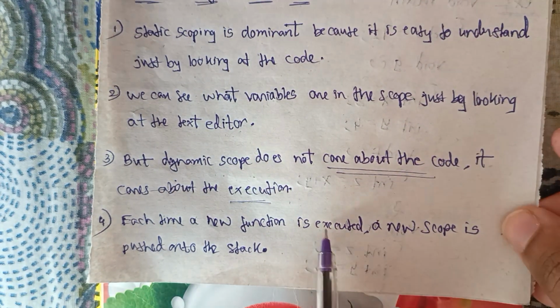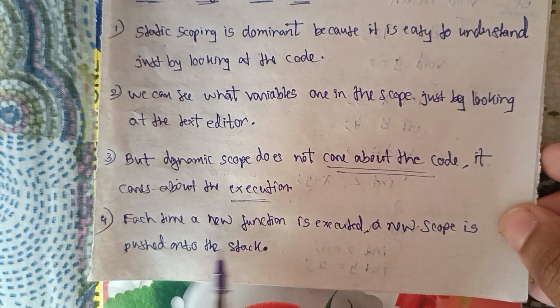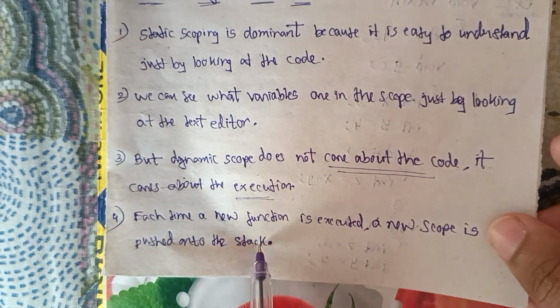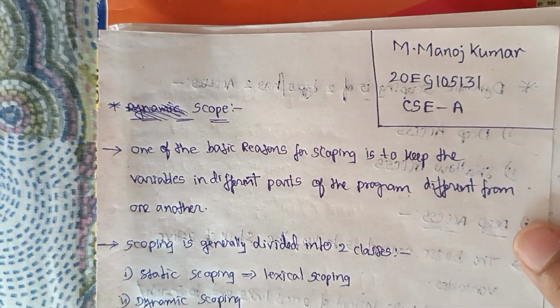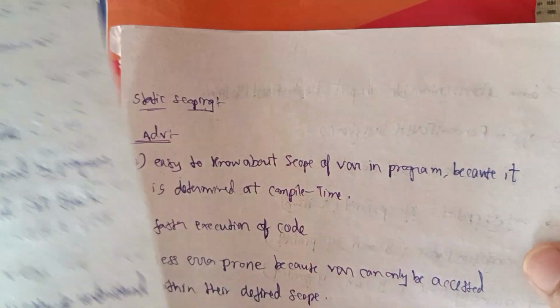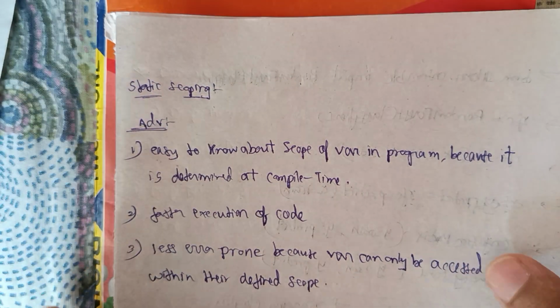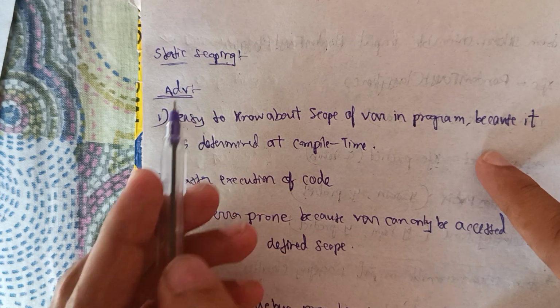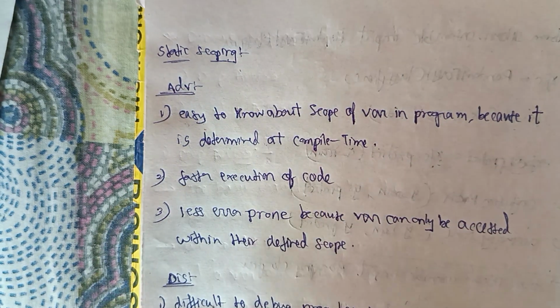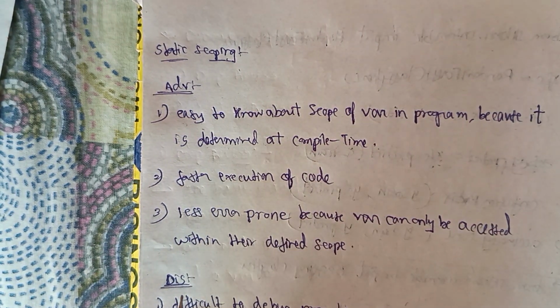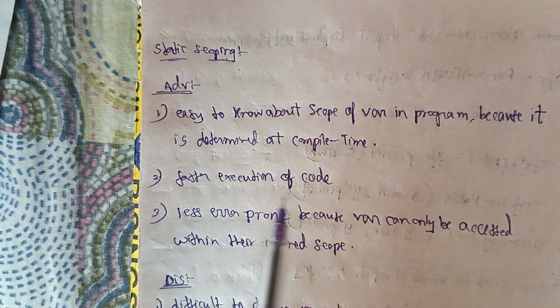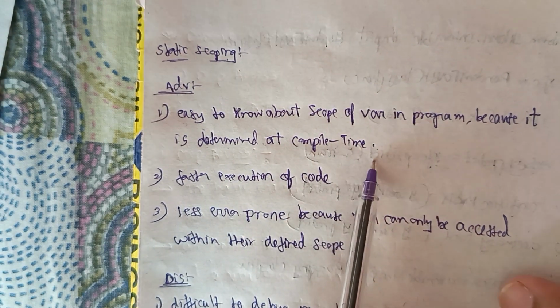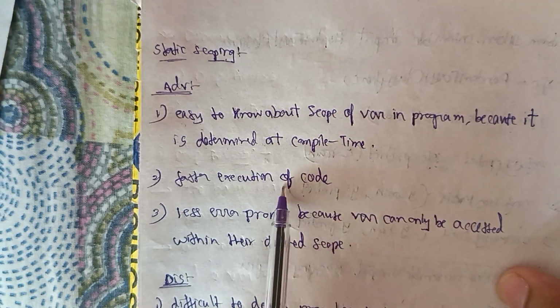Whenever a new function is set up and executed, a new scope is pushed into the stack. Now let us know the advantages and disadvantages of static scoping and dynamic scoping. First, static scoping and its advantages. As we know, static scoping is very easy to understand because it can be determined at compile time, and it has a bit faster execution time.